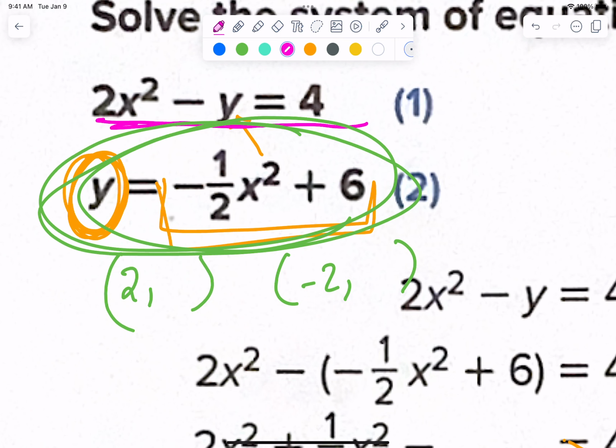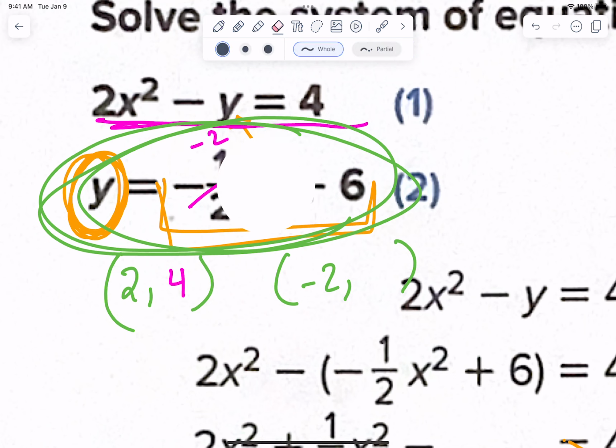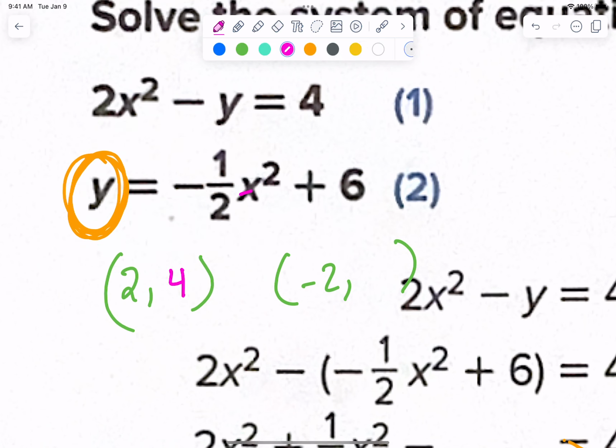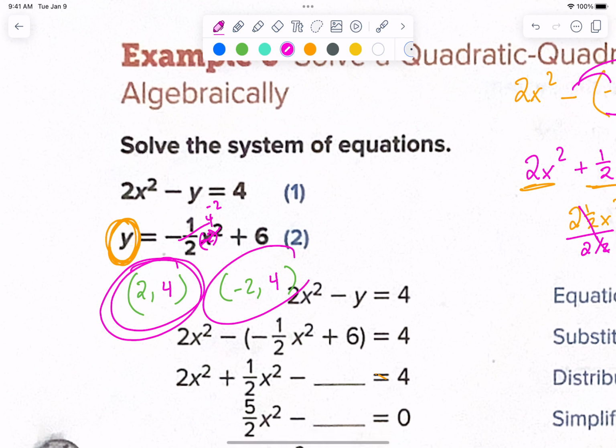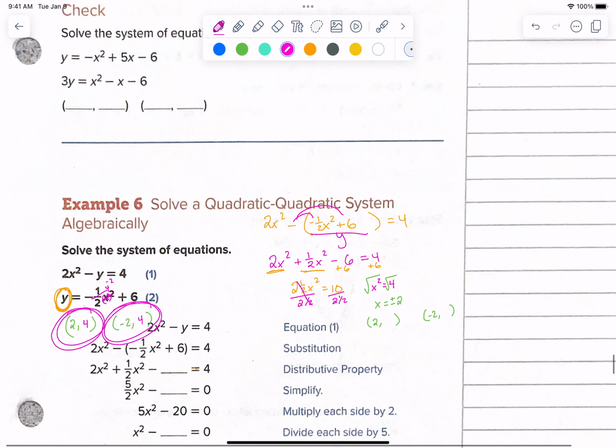If we plug 2 in here, 2 squared is 4. What's negative 1/2 times 4? Negative 2 plus 6 is 4. If I plug in a negative 2, negative 2 squared is 4. Negative 1/2 of 4 is negative 2 plus 6, which is also 4. So 2 comma 4 and negative 2 comma 4. That's where he's crossing. Not too bad. Can we handle this? Yeah, sure.